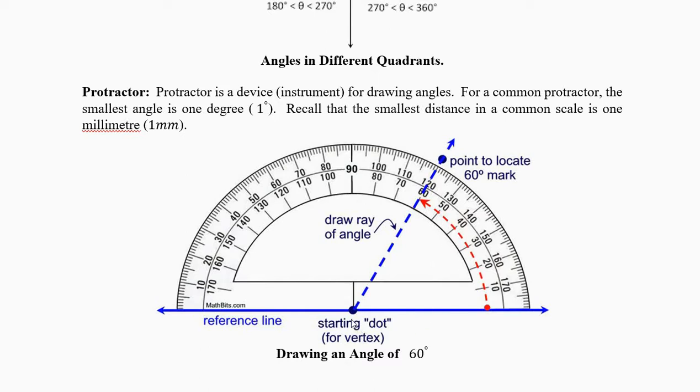Now what you do is you keep your protractor and you measure the angle with reference to a line. So this is your reference line, the blue color. The black is the starting dot. It has a name called vertex. Vertex means corner kind of thing in English sometimes. And the drawing is for 60 degrees. So you put a dot here at 60 degrees.